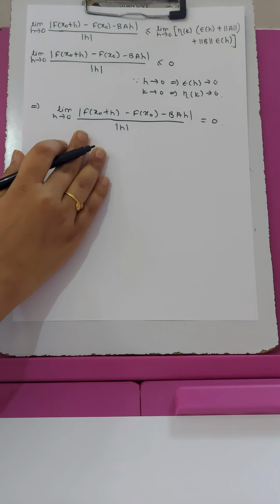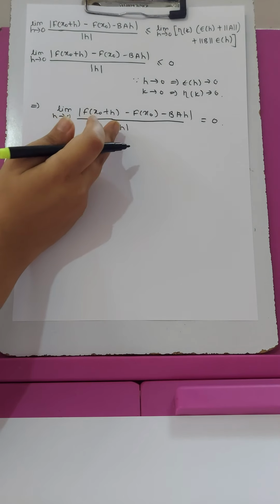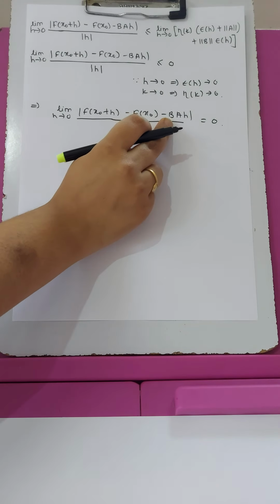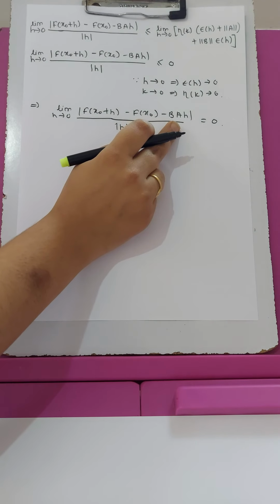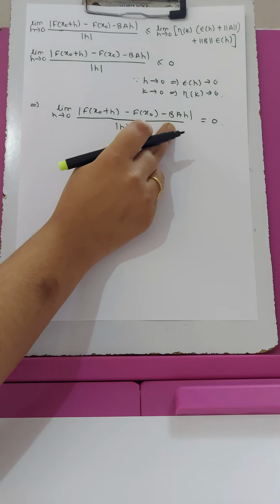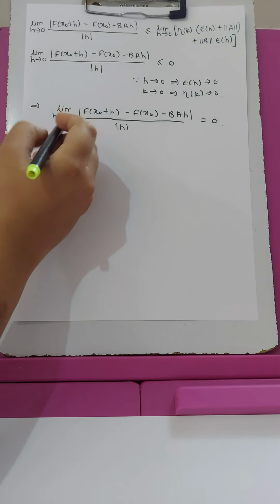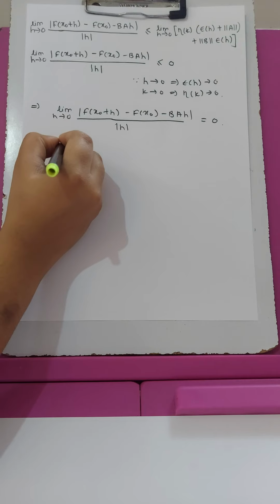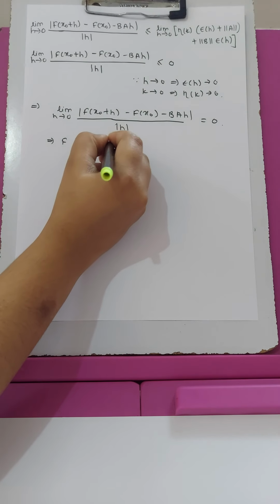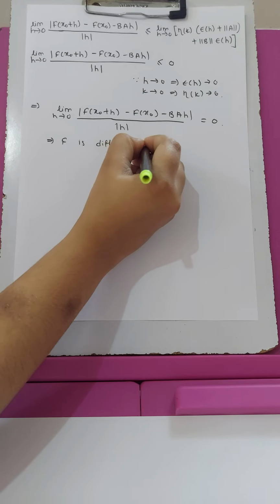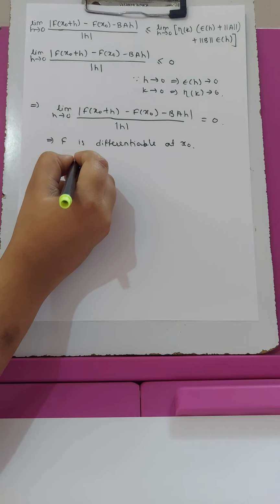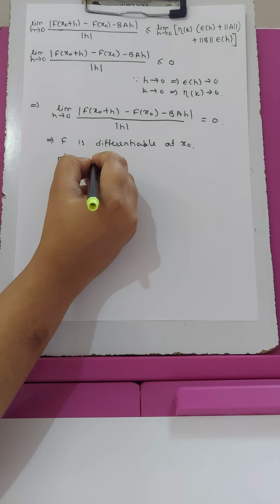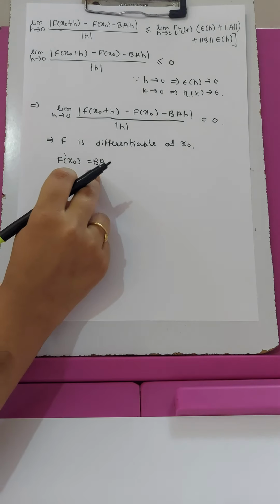And by the definition of differential, if this condition is satisfied, and here BA is the composition of mapping of two linear transformations B and A, and we know that the product of two linear transformations is again a linear transformation. So this becomes a linear transformation, and by the definition of differential it implies that f is differentiable at x0.